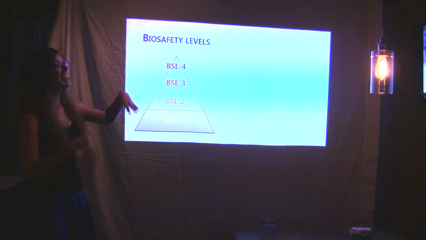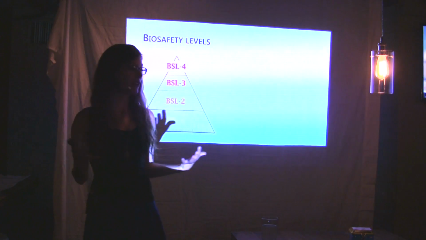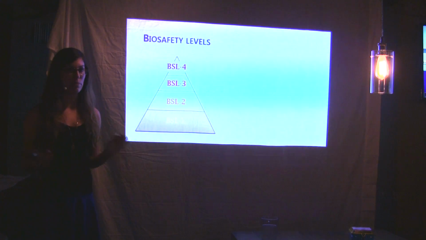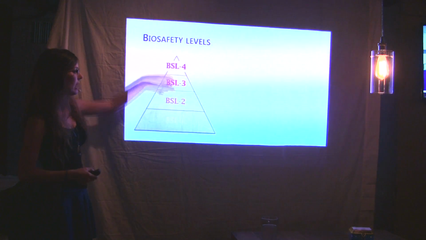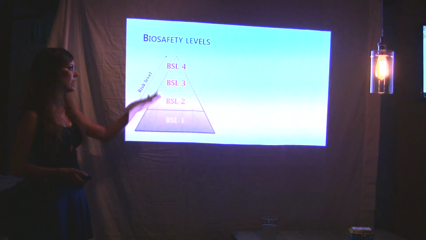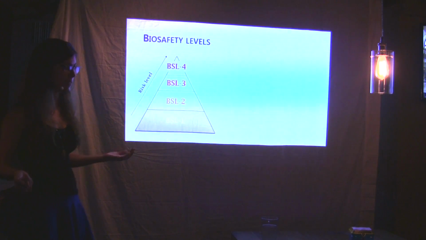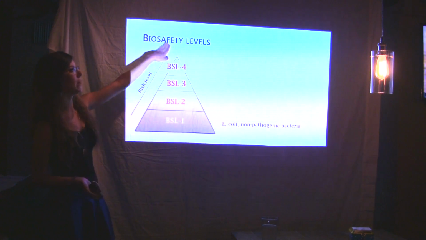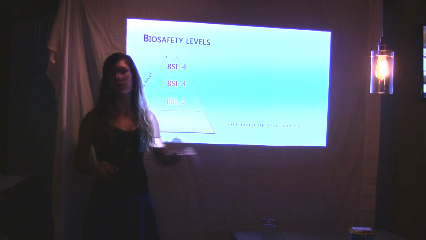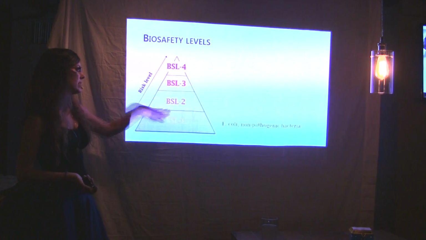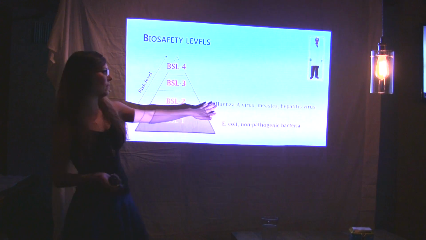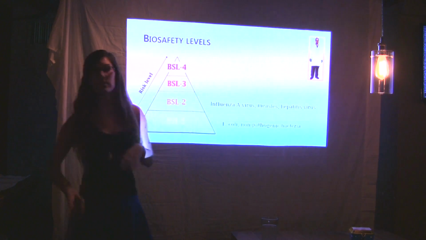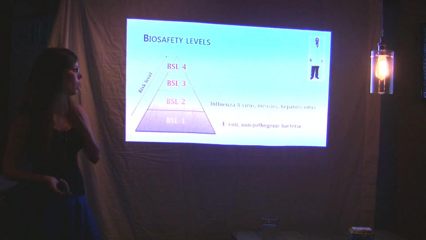All right, so next thing to talk about before we get into the virus evolution component is biosafety levels. So for working with any infectious agent, bacteria or viruses, you basically have 4 levels, with 1 being the safest and 4 being the least safe. So BSL-1, BSL for biosafety level, will have things like E. coli, non-pathogenic bacteria. BSL-2 will be things like influenza A virus, measles, hepatitis, and this is what you would wear, like a lab coat, gloves, or glasses, that's about it.